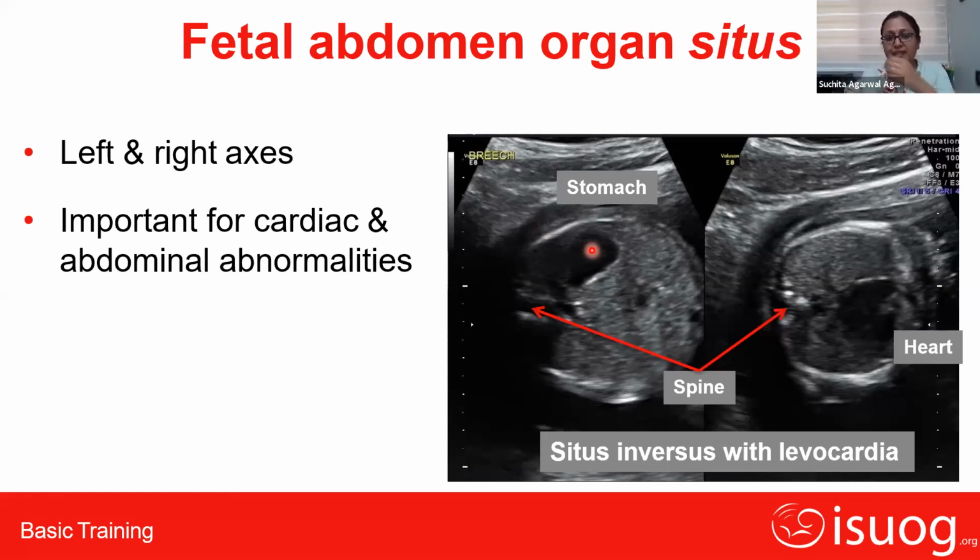Okay, now again I see the screen. This is the probe marker, and the spine is over here. So I turn my spine towards the maternal right.